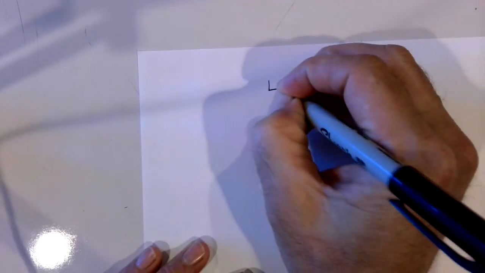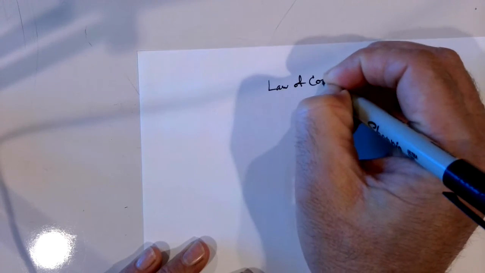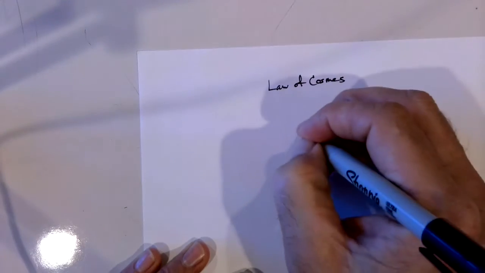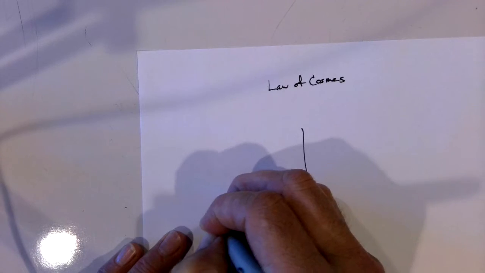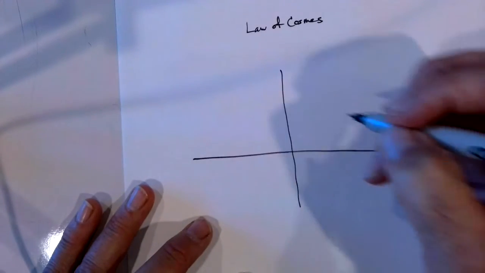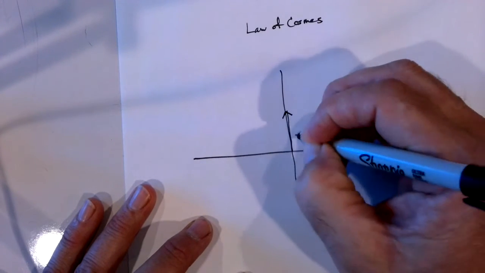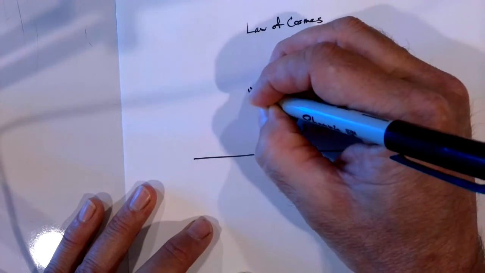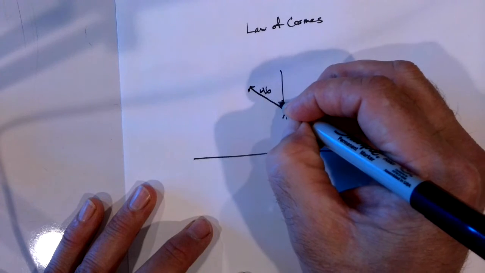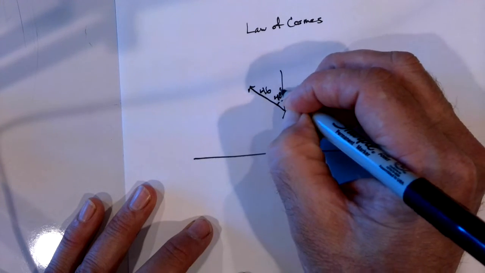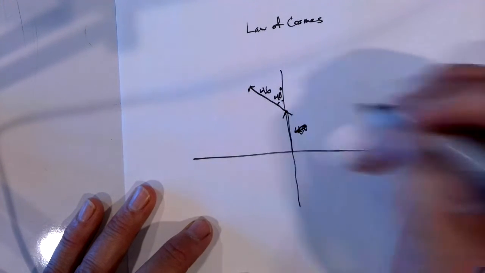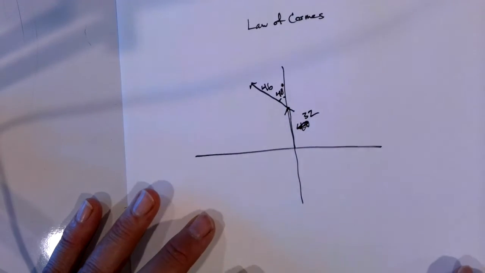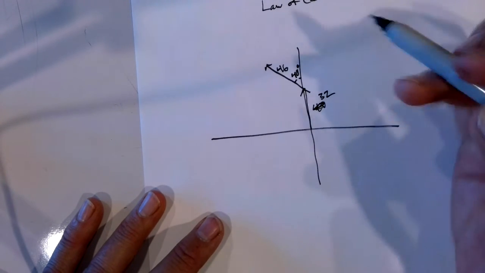I love the law of cosines approach. And here's why it's so cool. It involves less steps. Here we go, 32 here, 46 right here. And we know that this angle right here is 40 degrees. I'm sorry, I keep saying that's 40. It's not 40, it's 32. Sorry about that. So that's our picture.